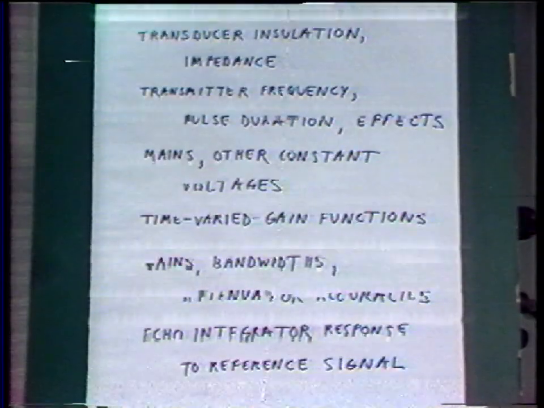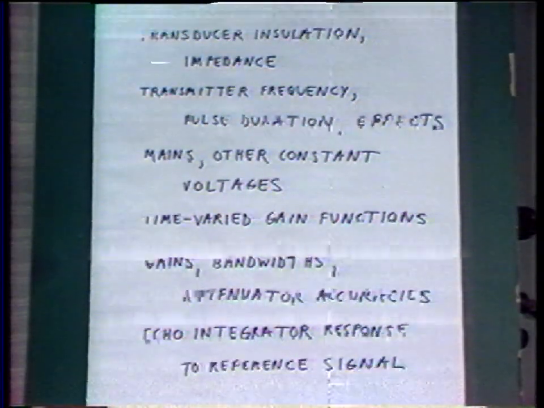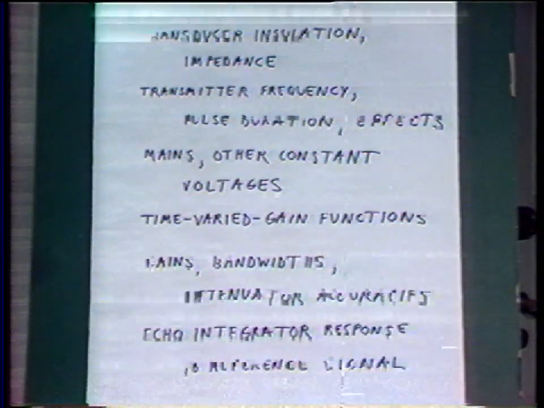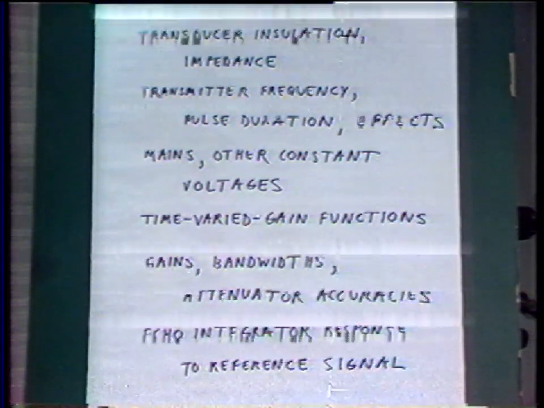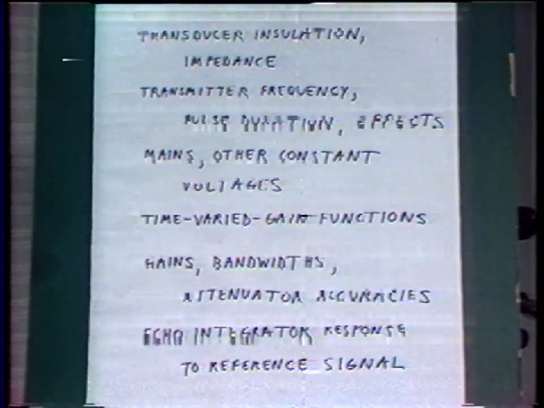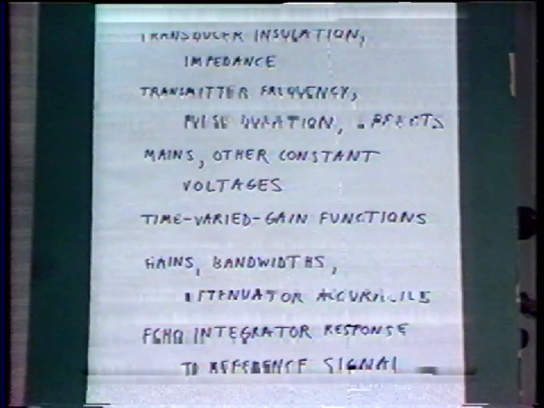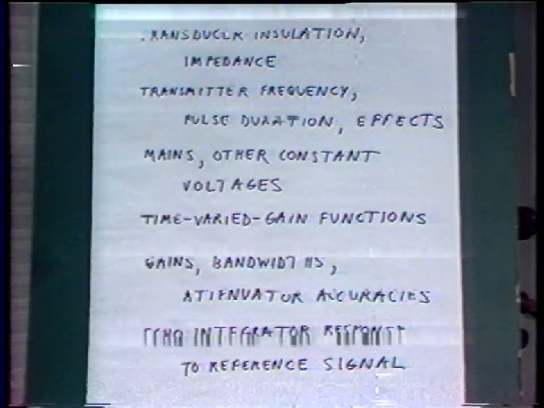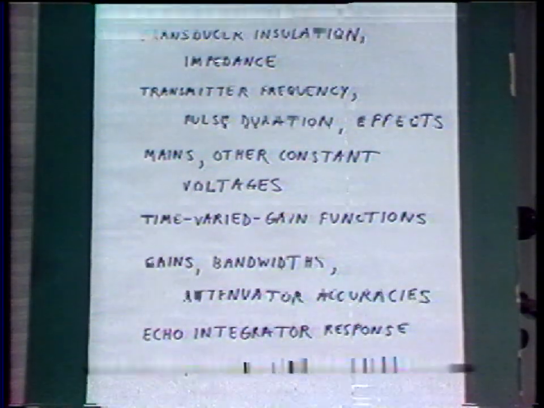Number 1, preliminary performance testing of equipment. The preliminary performance testing consists in measurement and recording of characteristics of transducer, transmitter, and receiver. These are transducer insulation and impedance, transmitter frequency, pulse duration, and effects, time-varied gain functions, gains, bandwidths, and attenuator accuracies, and echo integrator response to a reference signal.